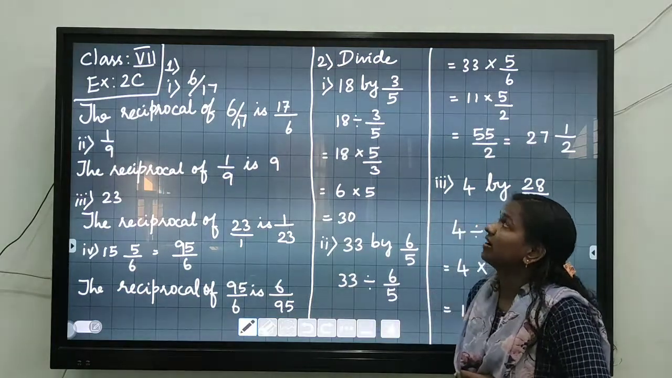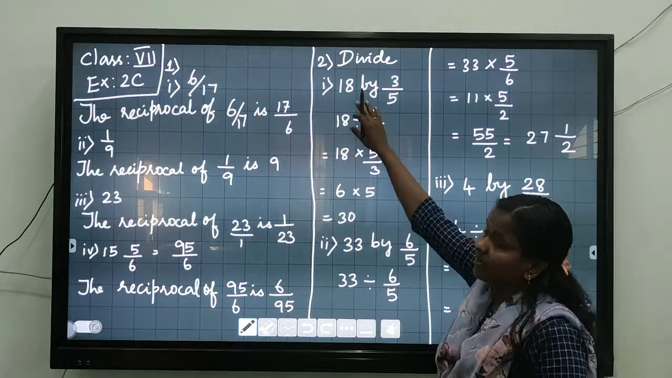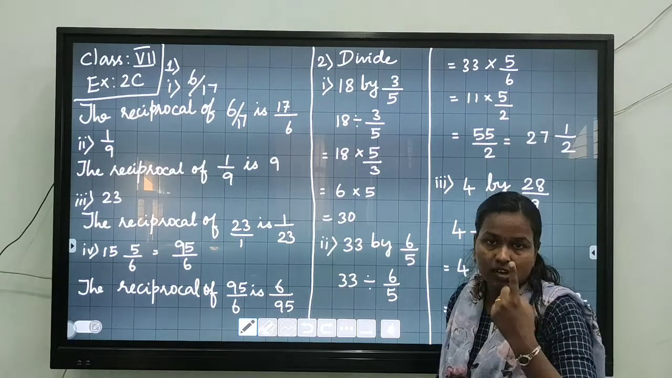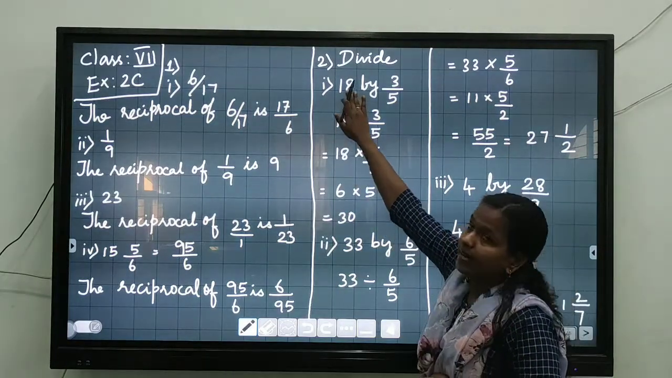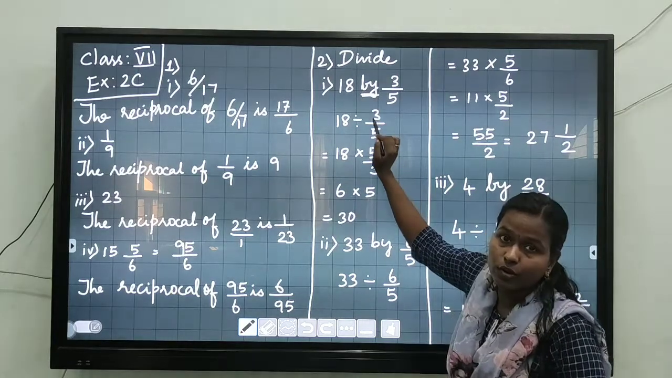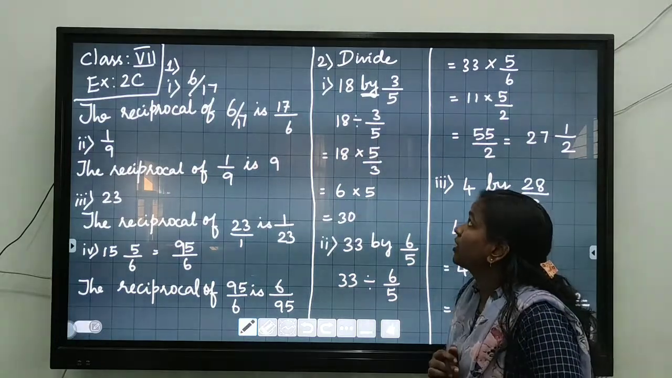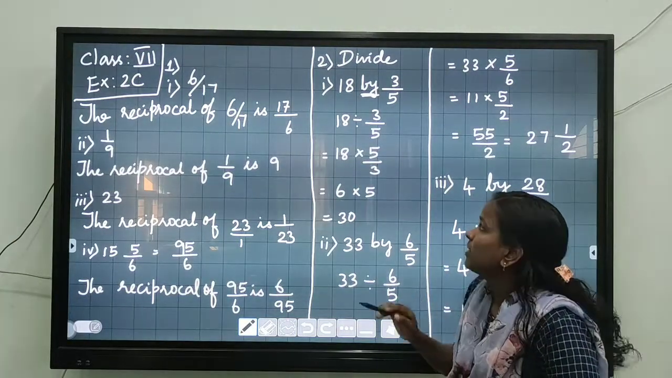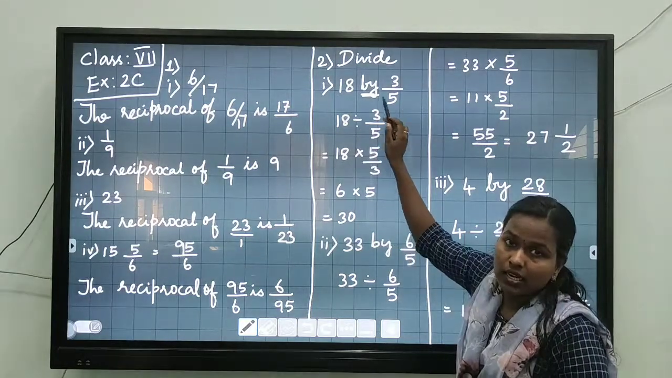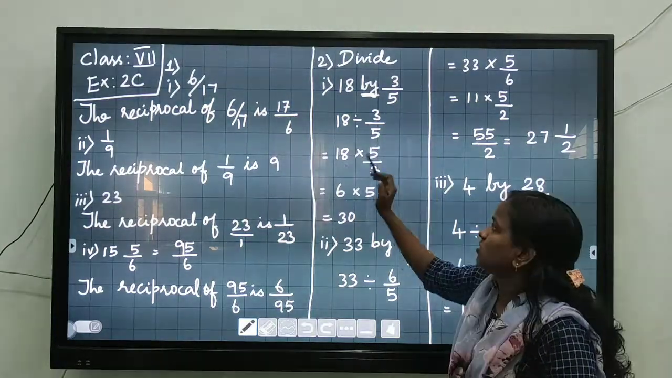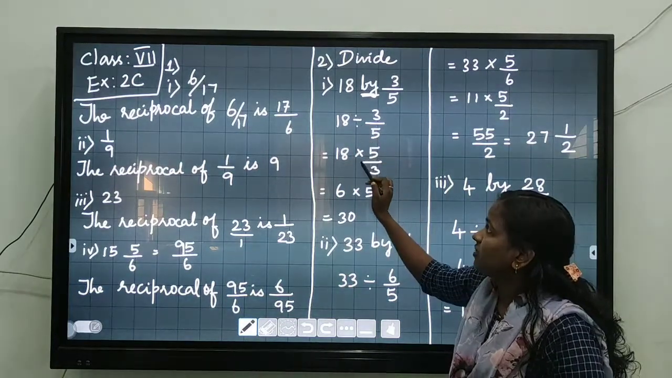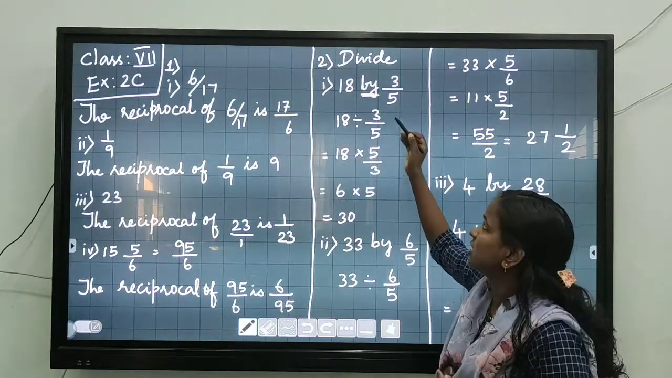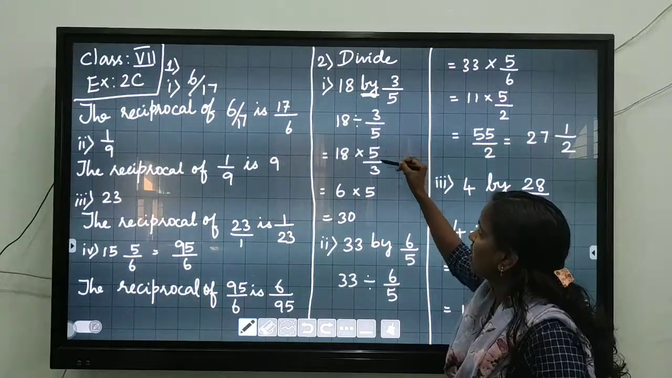So next question is divide. One number is given as a whole number, another number is given in fraction form. You know for any whole number the denominator is always 1. So first I am writing here 18 by 1. Instead of by I am going to substitute the division sign. So 18 divided by 3 by 5. This is the second step. Next step we have to take the reciprocal of the second term, the second fraction. So 18 I write as it is. Instead of division I will change this to multiplication. Reciprocal means interchanging the terms. So you will get 5 by 3.